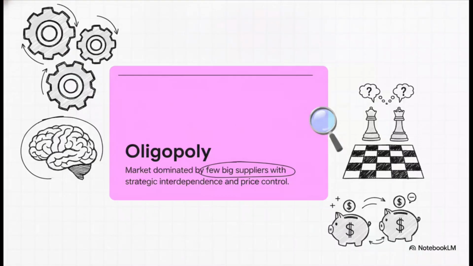Let's look at the formal definition. An oligopoly is a market system dominated by just a few big suppliers of either homogeneous or differentiated products. But I want you to underline, highlight, and circle this next phrase in your brain: strategic interdependence. Because there are only a few firms, they do exercise some control over prices, but they absolutely cannot act in a vacuum. They have to constantly anticipate their rivals' reactions regarding output, price changes, advertising, you name it. Basically, everything is a highly strategic chess match.